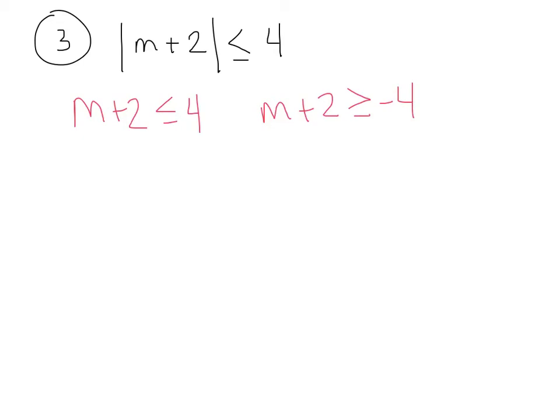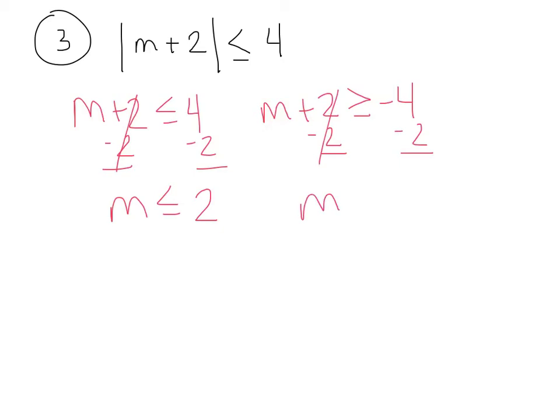Okay, the first one we keep the exact same. The second one we flip the sign and make it negative. Okay, so now we just solve both. So if I subtract 2 on both sides, I get m is less than or equal to 2. Okay, and then the other one, subtract 2 from both sides, and m is greater than or equal to -6.